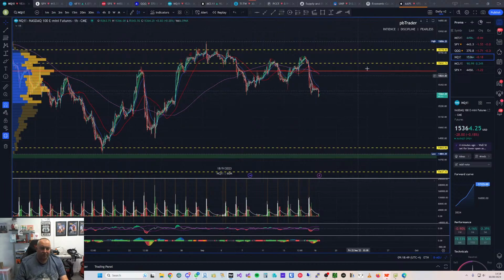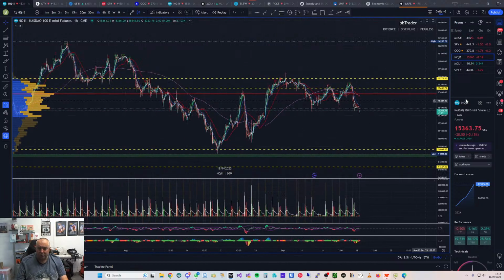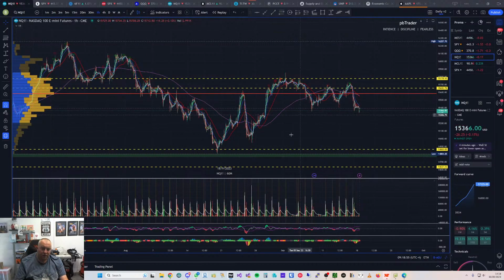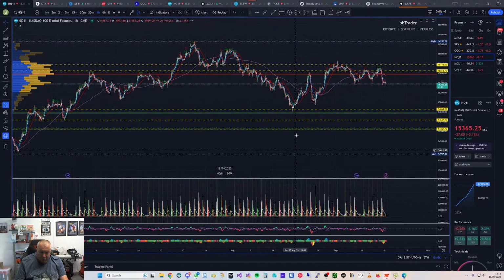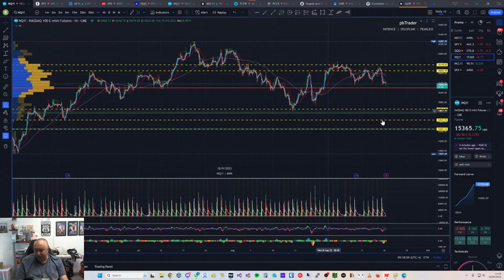Nasdaq, very similar to QQQ as well. I'm not going to mark this chart up. I will have it marked up for tomorrow. So we've got, I need to change my mind. We've got this area down here at 14,800 through to 14,900. That's a demand zone.